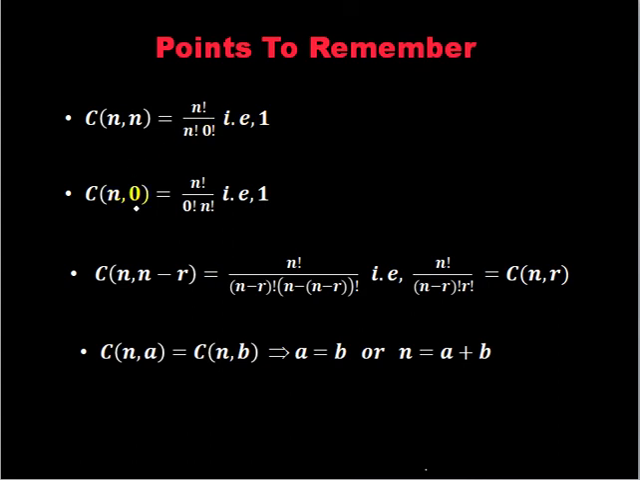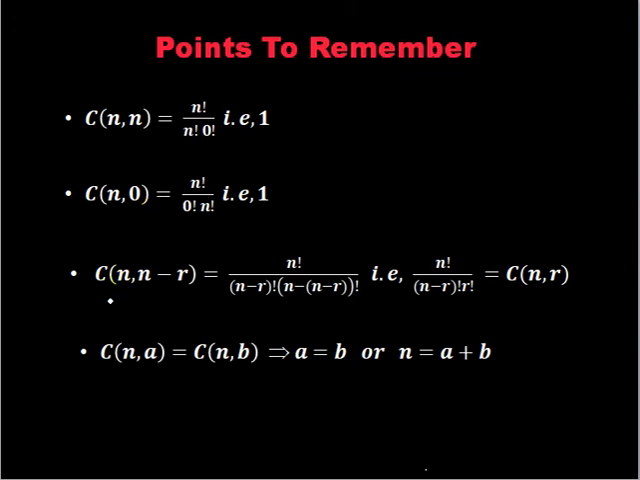In the same manner, if you replace r by 0, then this combination coefficient will reduce to n factorial over 0 factorial, this is for r factorial, into (n minus r), which becomes n minus 0. So that is n factorial only. So again you can see n factorial gets cancelled out and 0 factorial is 1. So we get 1 here. So what do we find? C(n,n) is equal to C(n,0).